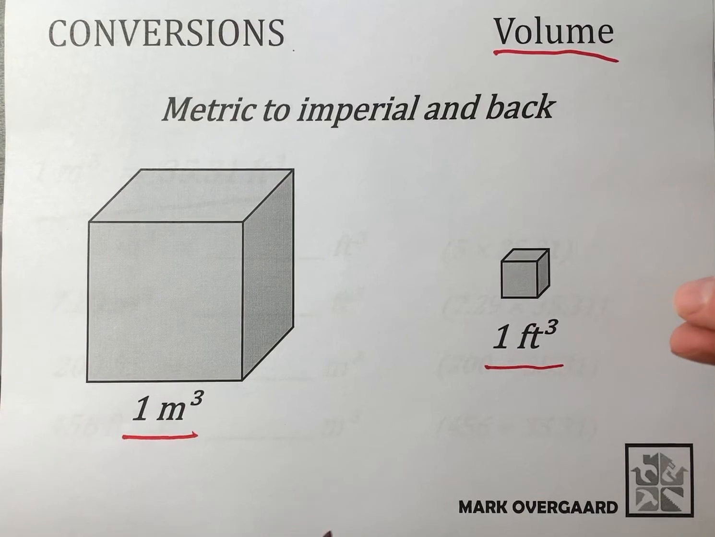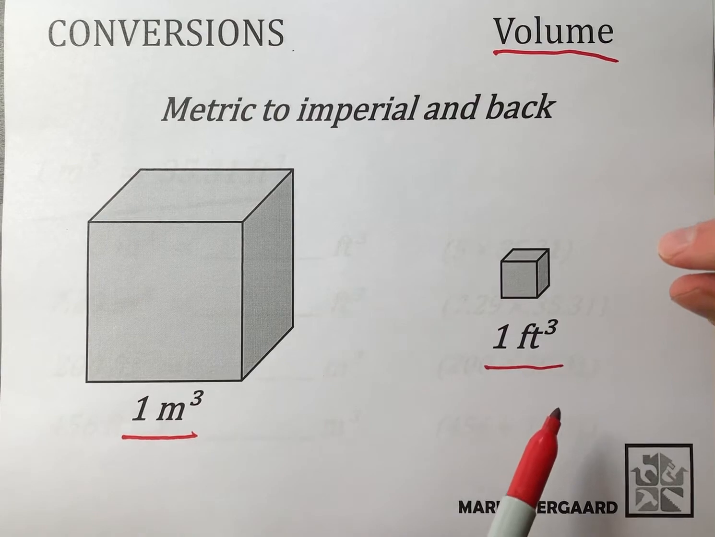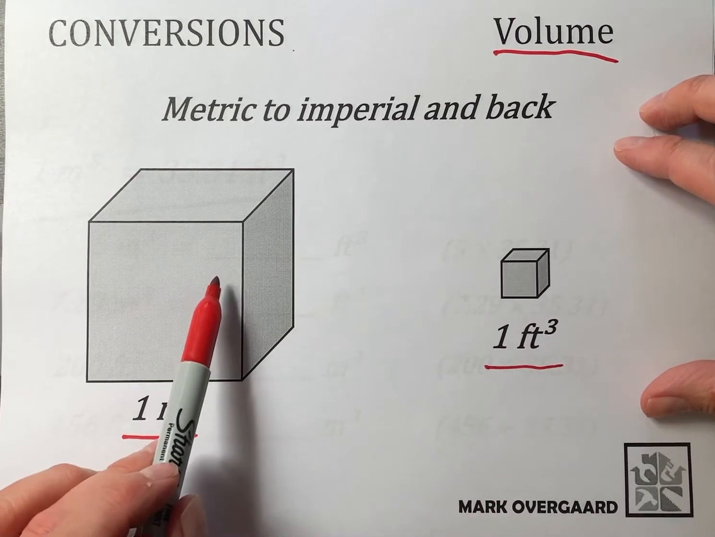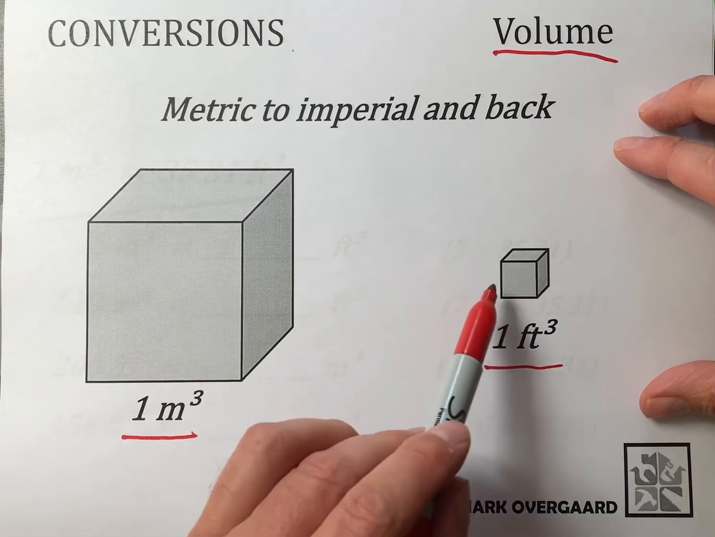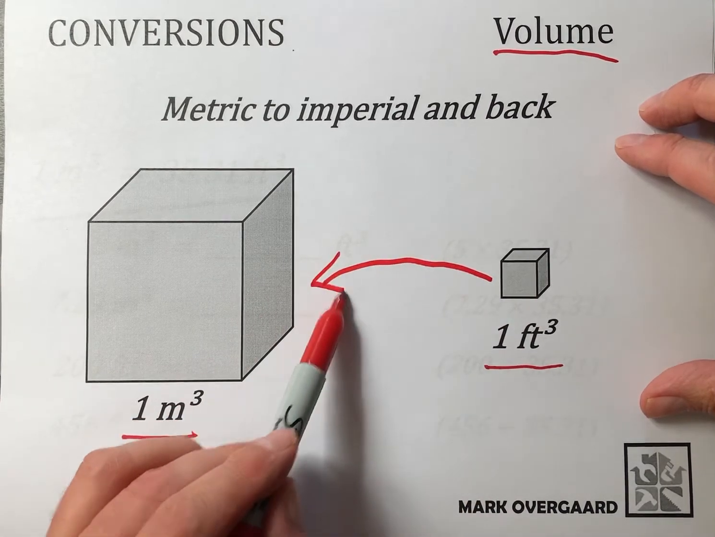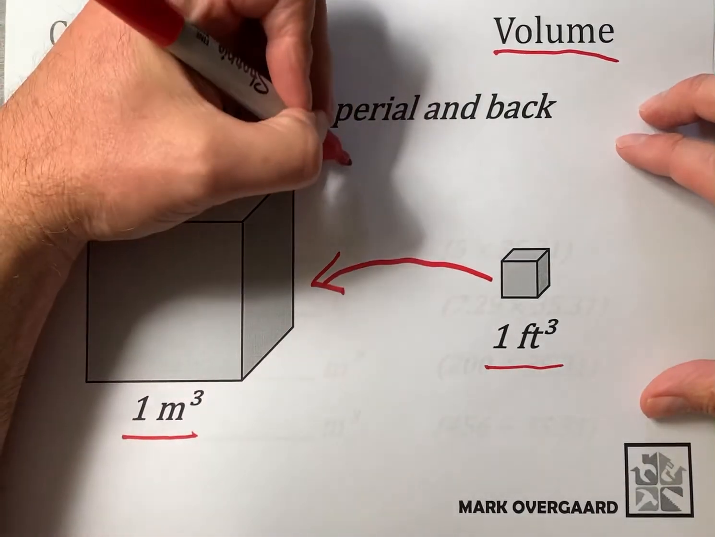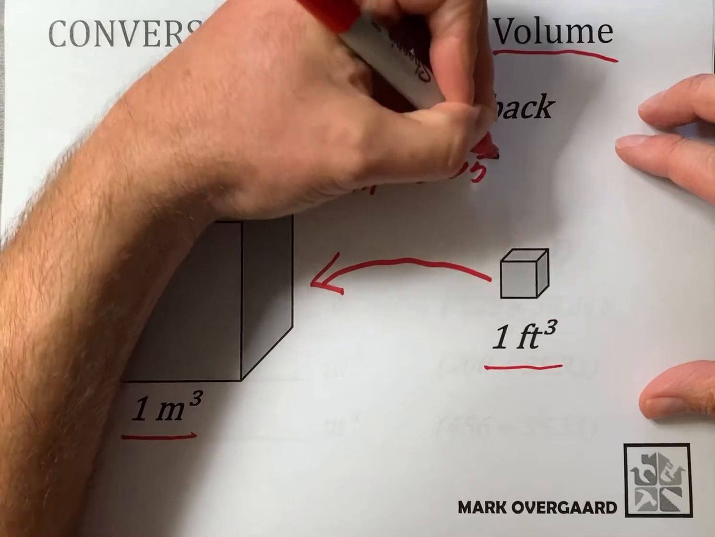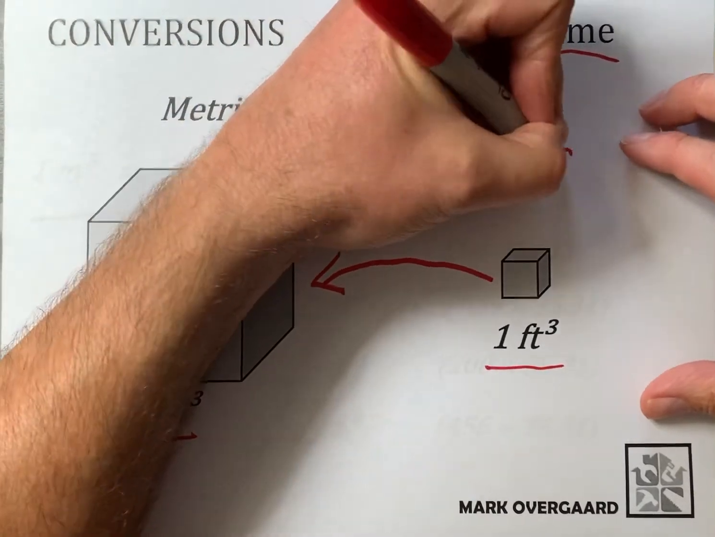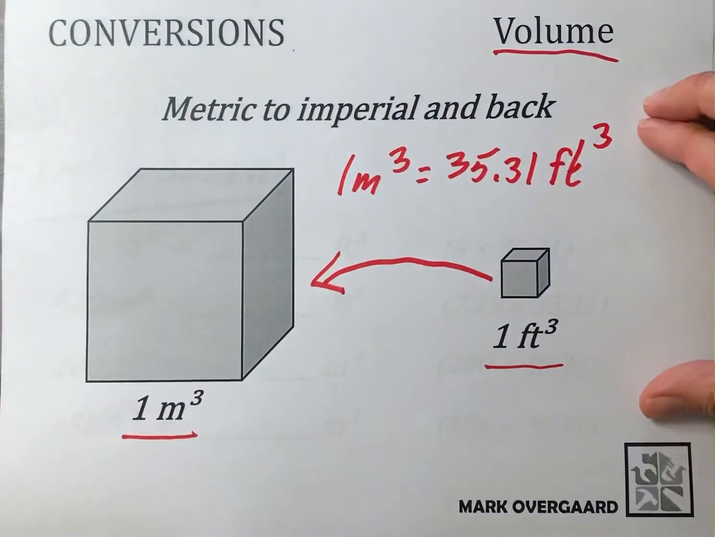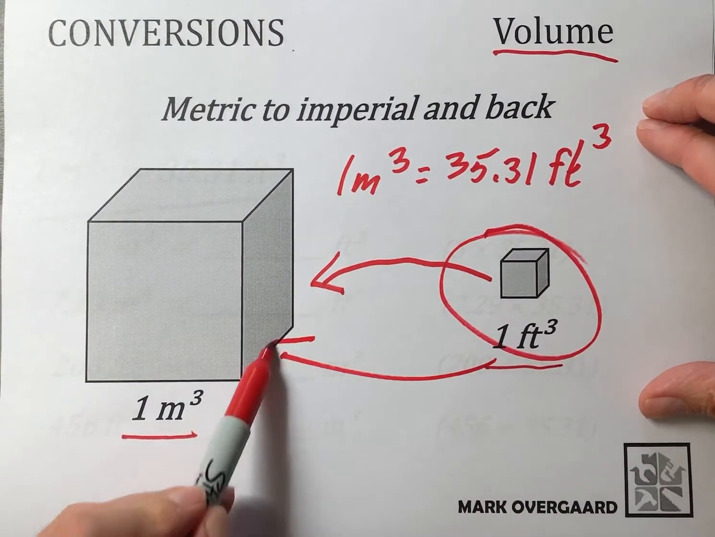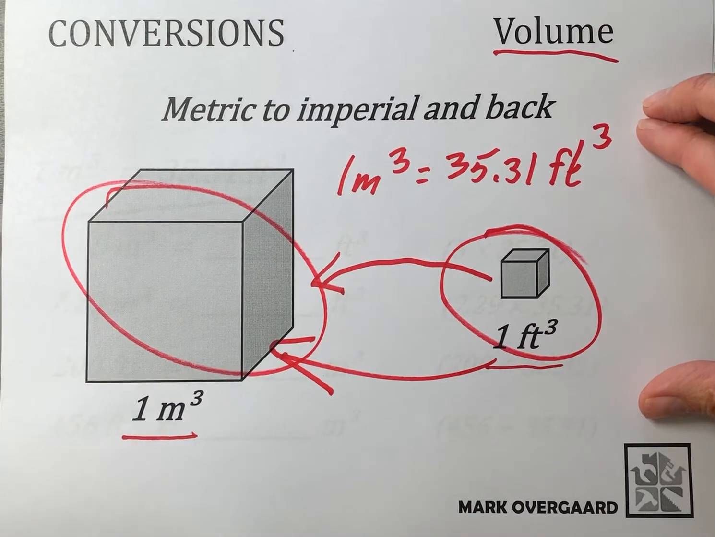Now, what we need is some type of number. Basically, if you can see, the cubic meter is much bigger than the cubic feet. So the idea is how many cubic feet fit into 1 cubic meter. So how many of these guys can go over there? And as it turns out, 1 cubic meter is equal to 35.31 cubic feet. So what we're saying is 35.31 of those guys go into this guy, all right?